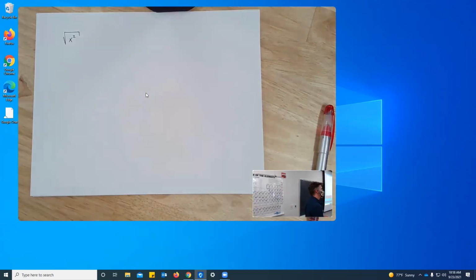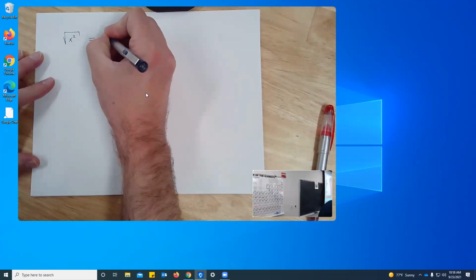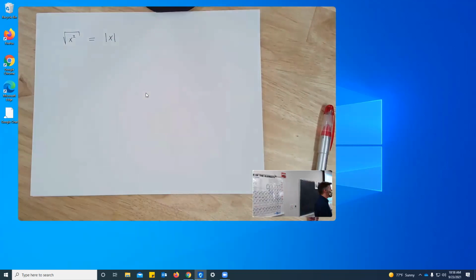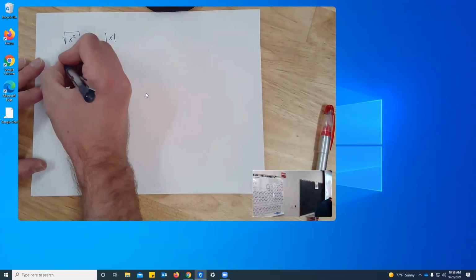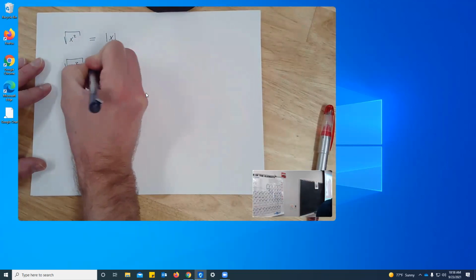What's the square root of x squared? Well, sometimes it's the absolute value of x. If x is positive, sure, square root of x squared is just an x. But if x is negative, square root of x squared is also just negative of that x. Let me show you an example. What's the square root of 5 squared?